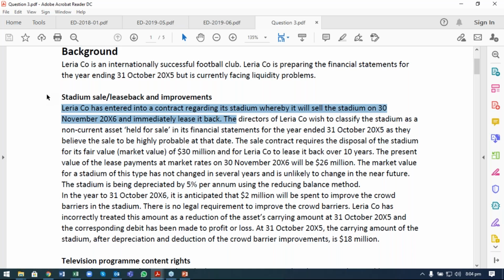So you cannot place the stadium as a non-current asset held for sale under IFRS 5, irrespective of all the conditions having been met, because this situation should be specifically tested under IFRS 16. So you have to apply IFRS 16 rather than IFRS 5 to this specific asset. Is it clear to everyone?